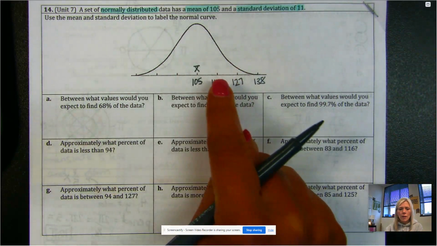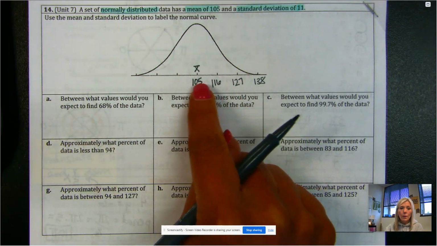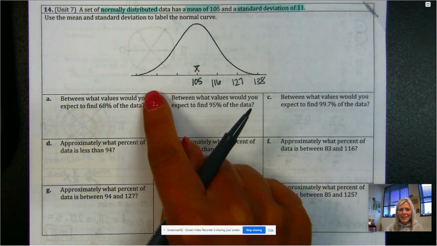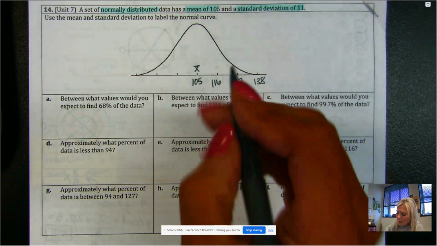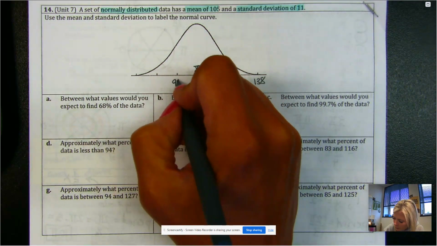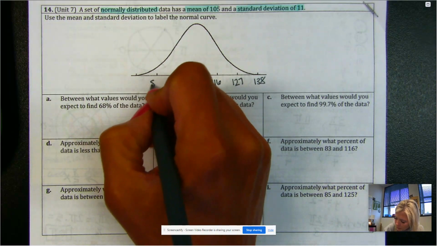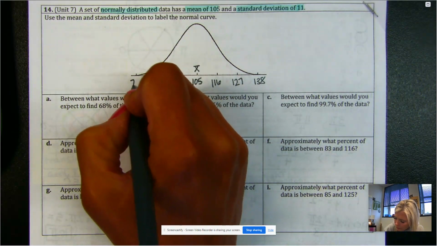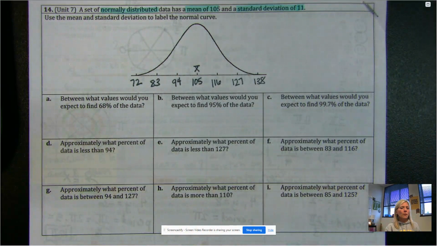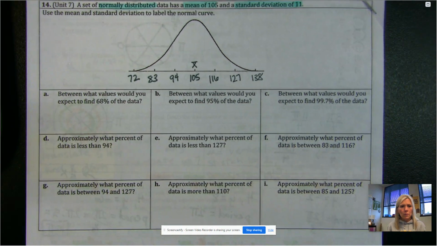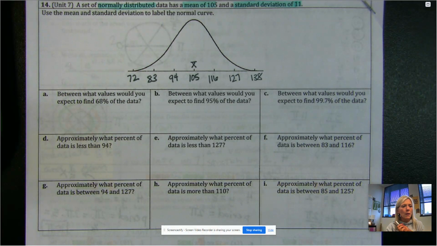And so this is above the mean, then below the mean. We're going to take away 11 each time. So 105 minus 11 is 94. Minus 11 is 83, and then 72. Okay, so once that's set up, then you can start answering questions about how much data is in each space.